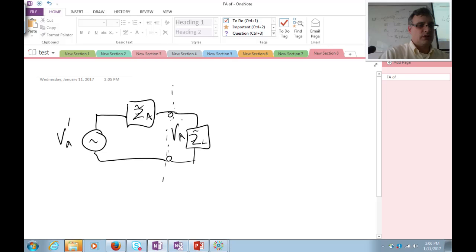We'll call regular VA, without the prime, the voltage across the terminals of the antenna. In many instances, especially when you talk about energy harvesting and power transfer, you're not just interested in the power, but you're interested in the magnitude of the voltage, because that tells you something very important about the system.